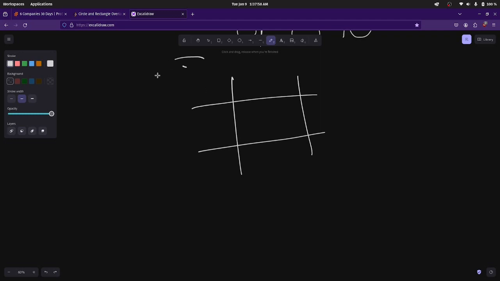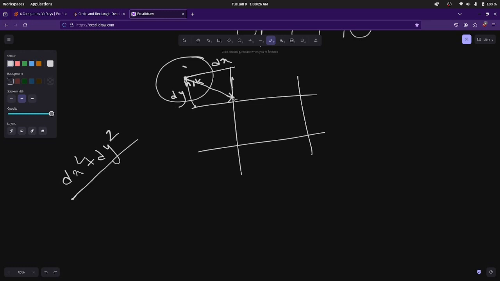Let's include one other thing. Let's say this is the center of the circle, and this is h, comma k, and this distance is dx, and this distance is dy. Then this distance, with the help of Pythagoras theorem and vector geometry, is nothing but the square root of dx square plus dy square. So for this point to lie here or inside, doesn't that mean dx square plus dy square should be less than or equal to r square?